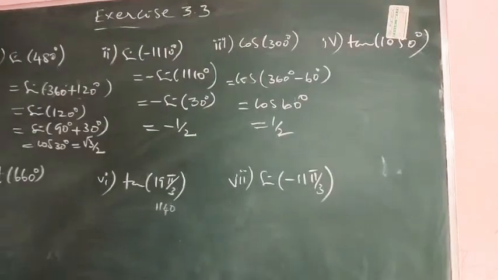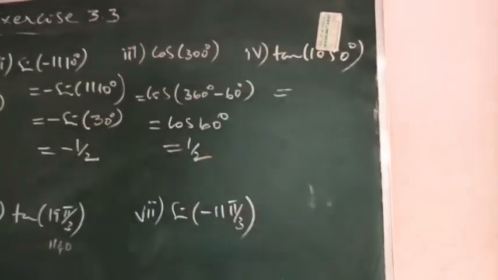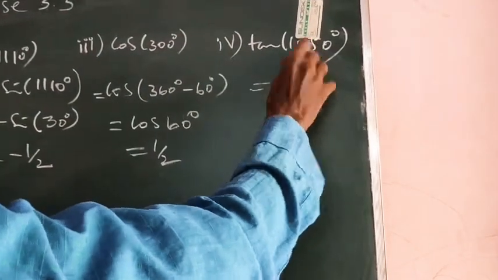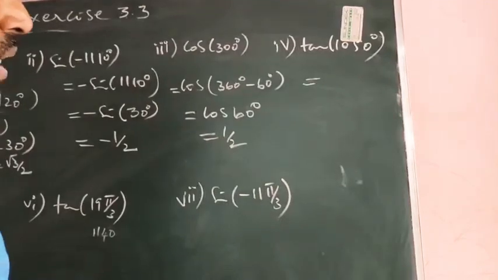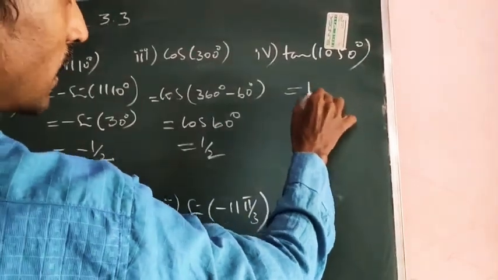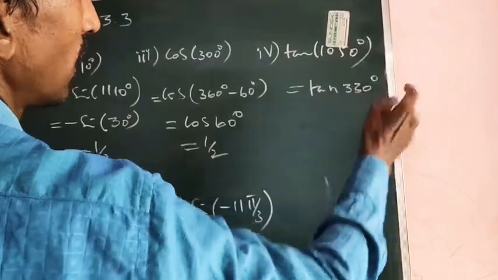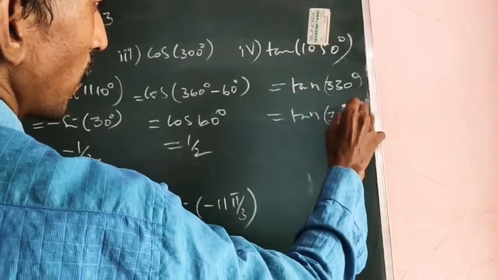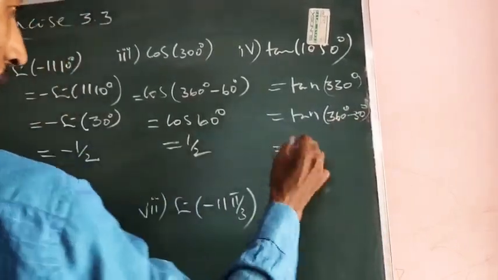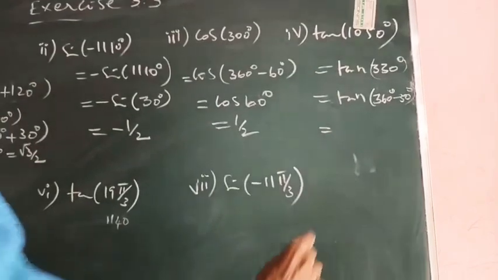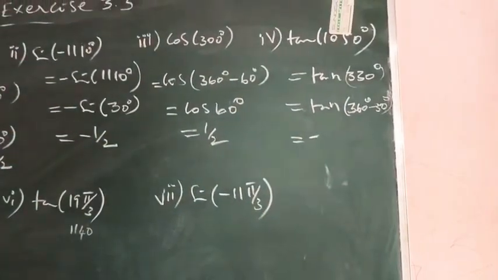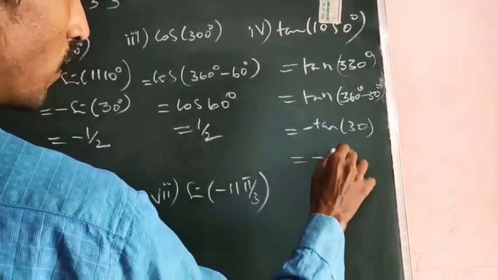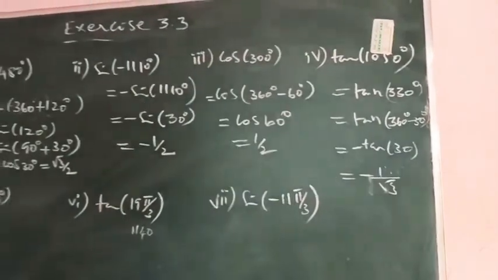Next, tan 1050, we can write it the easy way. Leave 720, what is remaining? Remaining is 330, so tan 330. We can write it as tan of 360 minus 30. In the fourth quadrant tan is negative, so tan 30, what is the value? 1 by root 3, but minus is there, so minus 1 by root 3.